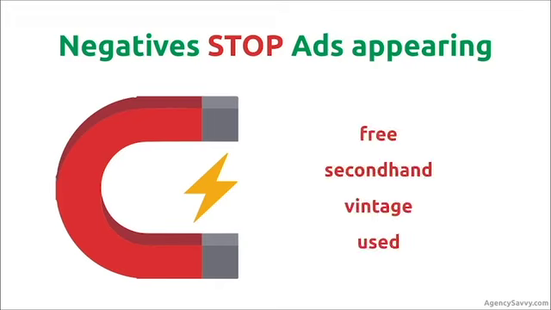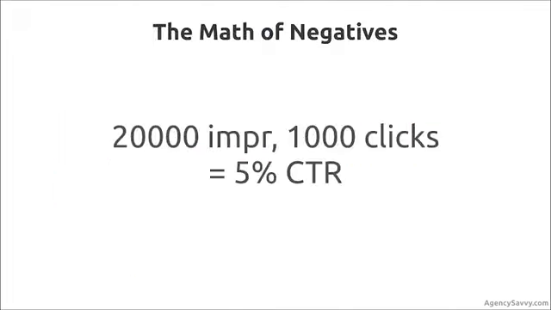And this was the example I used before when we were talking about TVs. You might have negs such as free or secondhand, vintage, used. I think I've used the example of parts and servicing, stuff like that. So Google, I do not want you to show my ad if the user's search query contains this particular word. And let's just look at why this is so important for a minute.